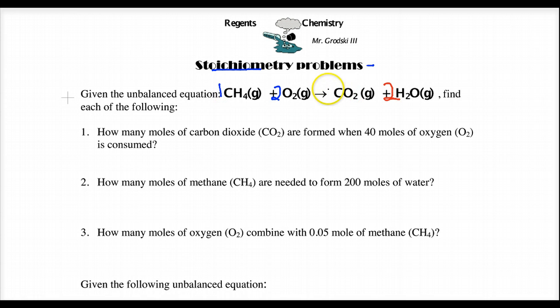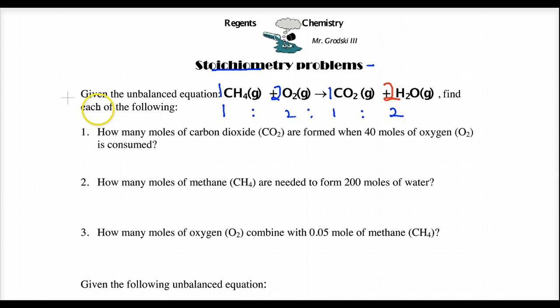So look at the ratio, party people. We have a 1 to 2 to 1 to 2 ratio. Why is that important? Well, that's important because now, knowing how much methane I have, I know that I'm going to produce twice as much water as methane molecules I start with, assuming I have what? Enough oxygen. And of course, I can answer many types of questions.